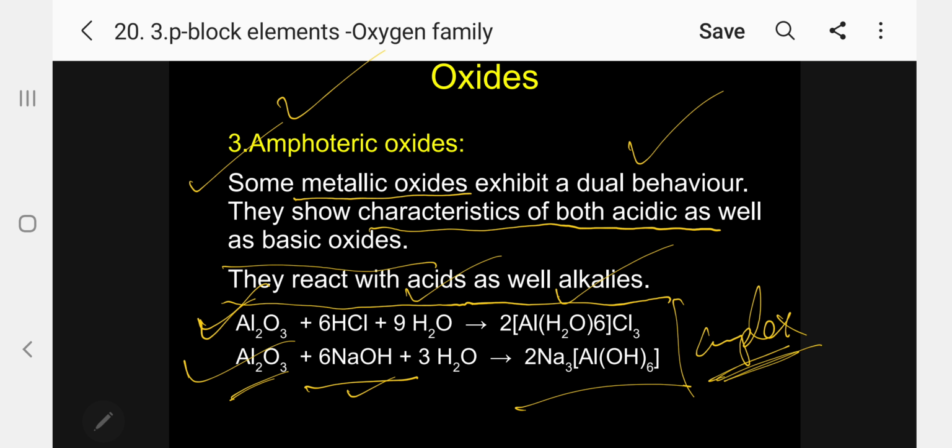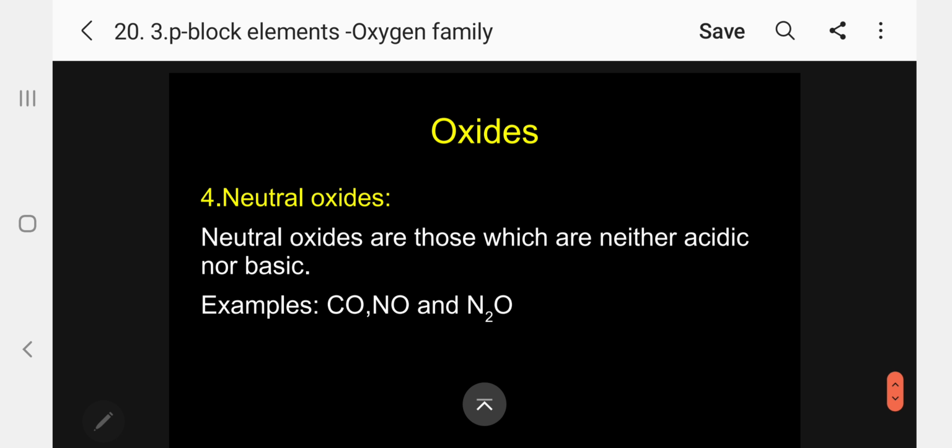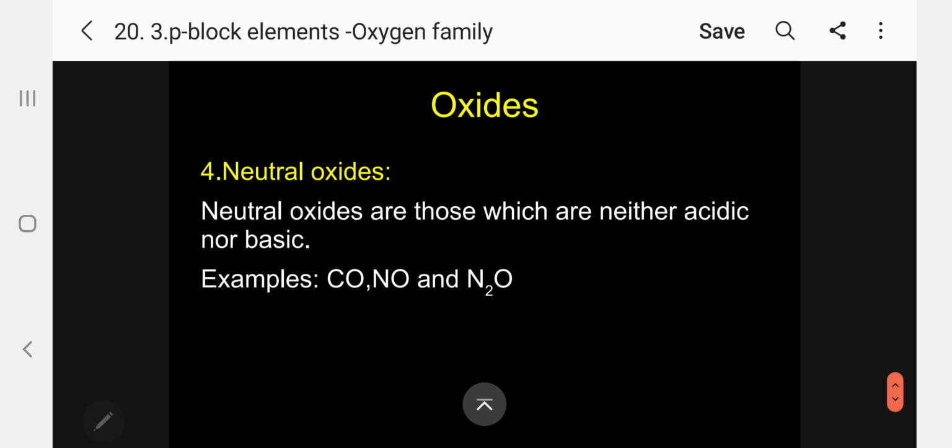Kindly follow. The main point I want to convey is that the same metal oxide will behave as an acid or as a base depending upon the nature of the reacting substance. In this case, aluminium oxide is common. It reacts with acid; in that case, it is a base. It reacts with the base, sodium hydroxide; in that case, it is acting as an acid. Okay. The next one, neutral oxide.